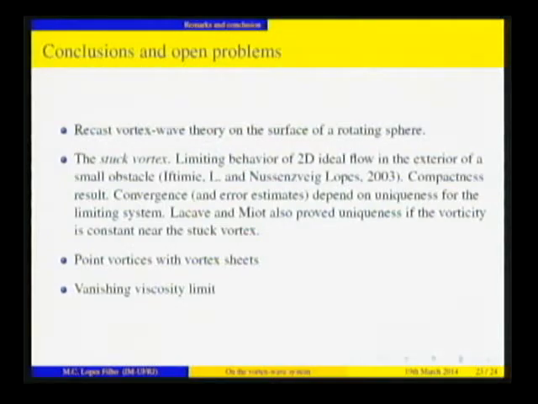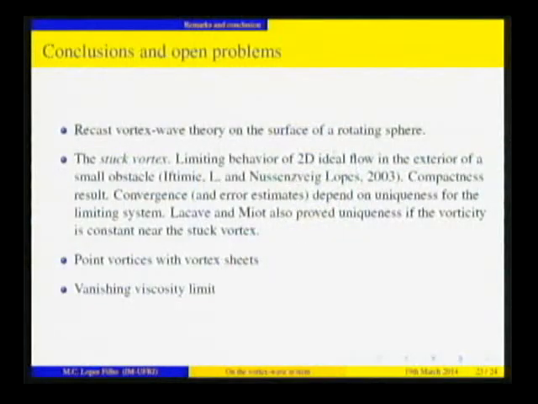There is a story that goes in parallel to this conversation, which is what I'm calling here the stuck vortex. This is related to work we've done with Iftimie and Lopes back in 2003. This is the limiting behavior of a 2D ideal flow in the exterior of a small obstacle. If you take a flow outside a small obstacle and send the obstacle to 0, you very naturally end up with a system that is the 2D Euler equation with a Dirac vorticity stuck at the point where the obstacle was. Okay? So this is not the vortex wave system, because instead of having the vortex move with the flow, it's just stuck there.